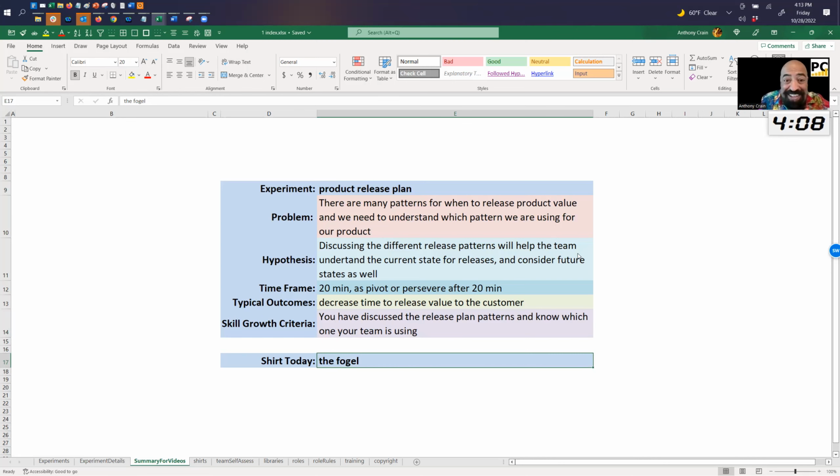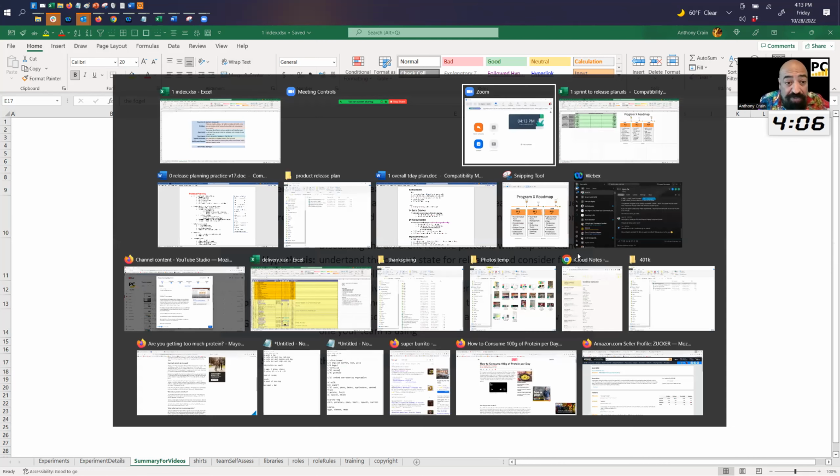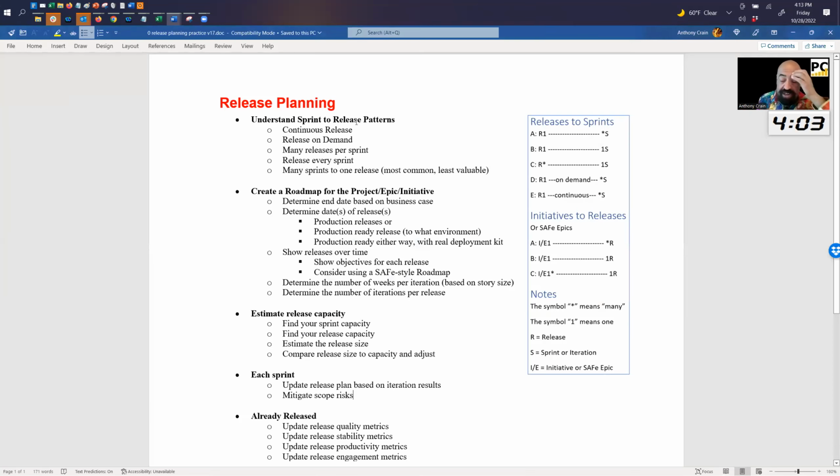All right, let's get into this. So first off, I do have a little Word document guide here. With release planning, first understand that there are multiple patterns, and I have them kind of described here in words, but on the right, I really like this diagram.